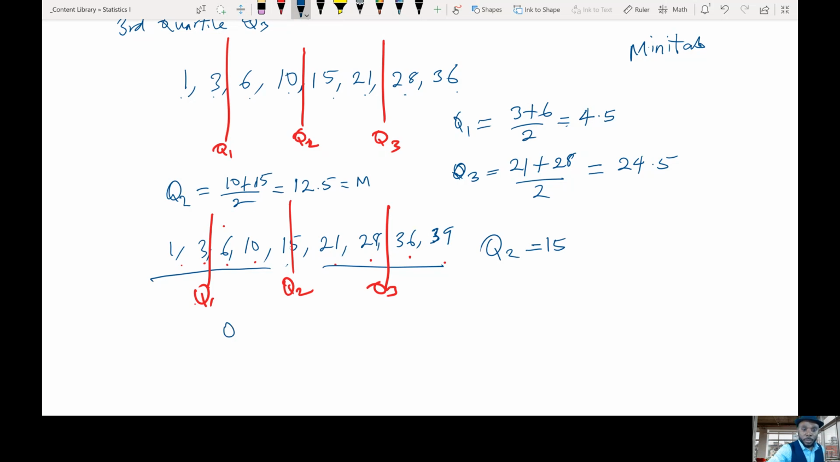So what is going to be Q1? Q1 is equal to 3 plus 6 over 2, which is 4.5. Okay? And what is Q3? Q3 is equal to 28 plus 36 divided by 2, which is what? So that is 64 divided by 2, that is 32. So for some things, you don't need a calculator, so you can do this without a calculator. And of course, you can check this with Minitab as well.